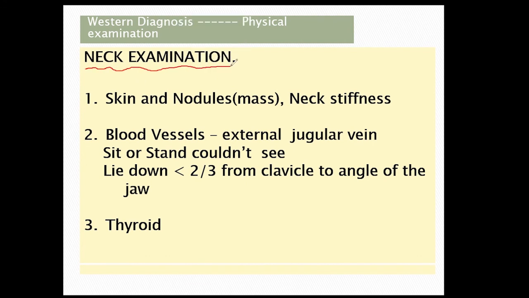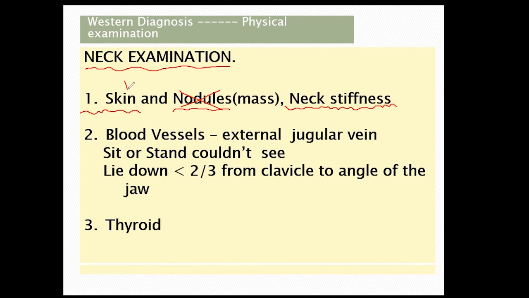So, neck examination. We're looking at 3 aspects. The first aspect is the skin and any nodules. Normally there should be no nodules, but sometimes people may have some nodules in the neck area. We also look at the patient's neck movement. Normally people can move the neck freely, but some patients may have stiffness there. So that's the first aspect.